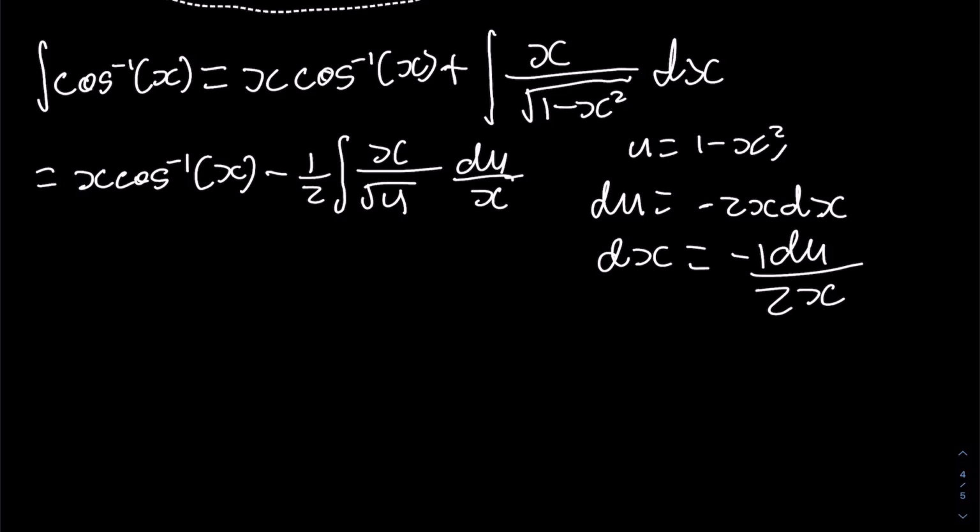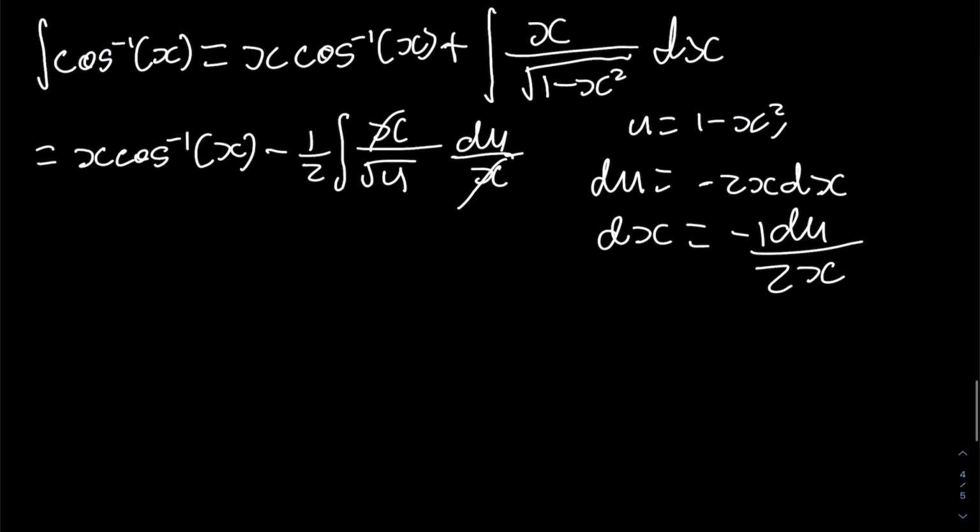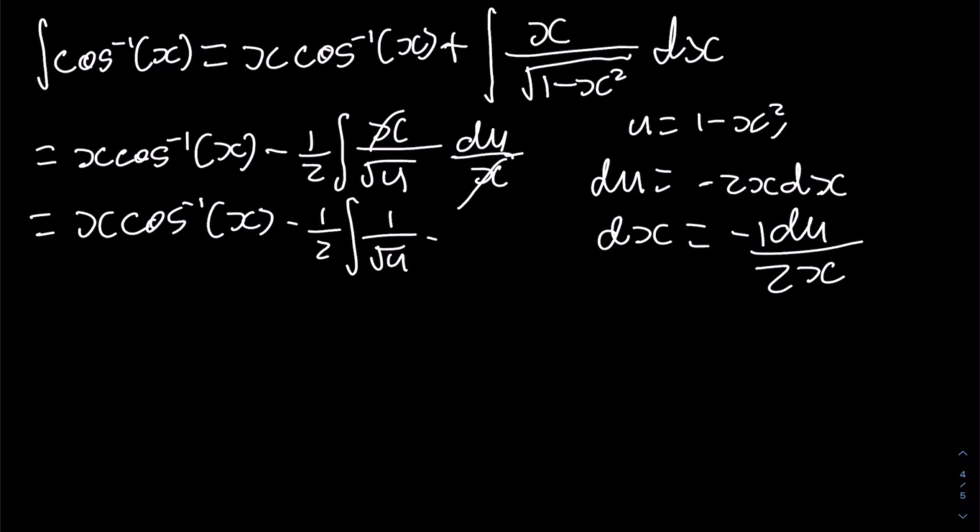And here, very nicely, we see why this u sub worked. This x and this 1 over x will cancel out very nicely, and all we're integrating now is, so we just have x times the inverse cosine of x minus 1/2 multiplied by the integral of 1 over the square root of u du.